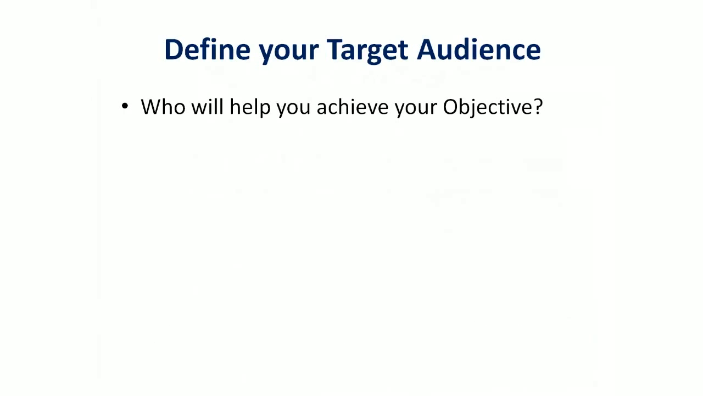Now, once you have your objective, then you define your target audience. So who will help you to achieve your objective? For example, if your objective is brand awareness, then your target audience must be cold traffic. You're not going to go to your existing customers. If your objective is to launch a product or sell a product, you don't want to go to cold traffic. You want to go to your existing customers or your hot leads. So your audience depends purely on your objective.